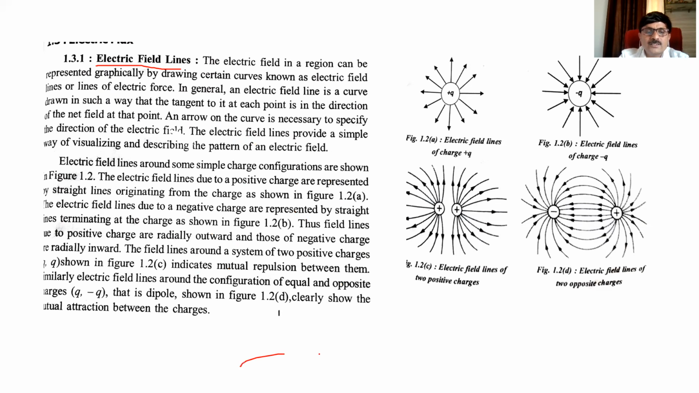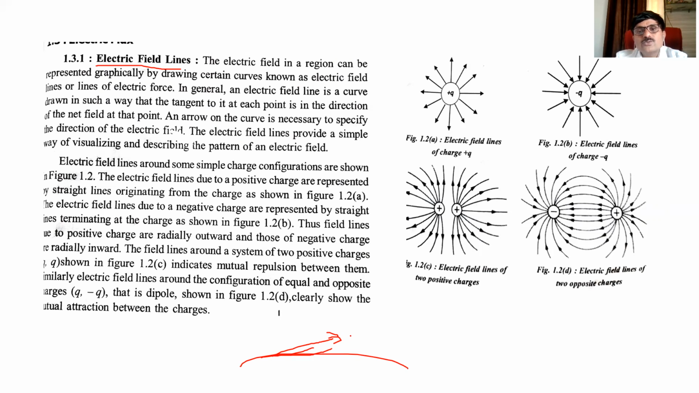Suppose this is the electric line of force, and you have to find the direction of the electric field, then draw the tangent. The tangent at this point will give you the direction of that electric field. The arrow is necessary, because unless there is an arrow you will not be able to represent the direction. The electric field lines provide a simple way of visualizing and describing the pattern of the electric field. We cannot visualize the electric field directly, but it is represented by the electric field lines, and its direction can be found by drawing the tangent to the field line.